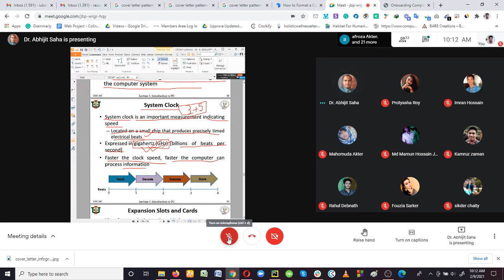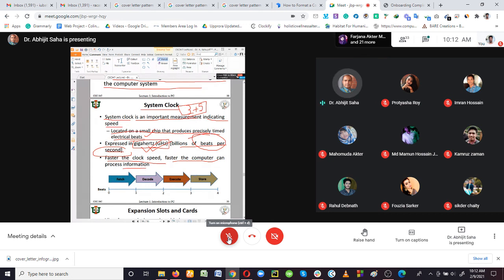Here an example has been given for 3 plus 5. Look, for doing the operation 3 plus 5, it needs 4 bits, right? So the bits we are talking about here are bits per second. You can see that this is for a basic instruction cycle.